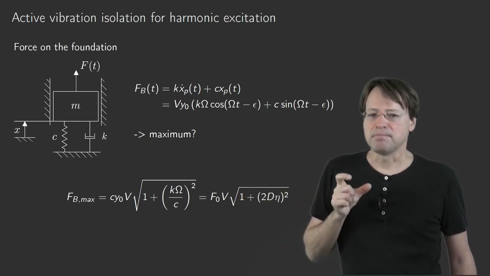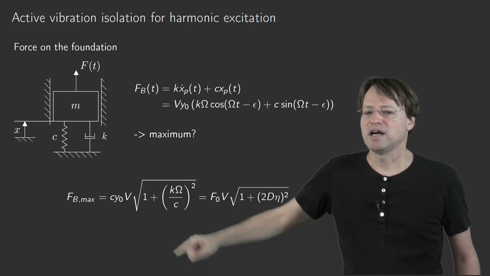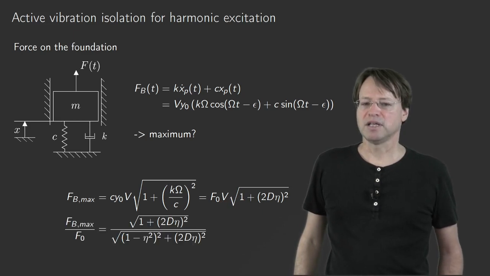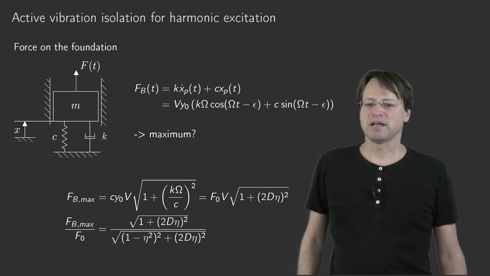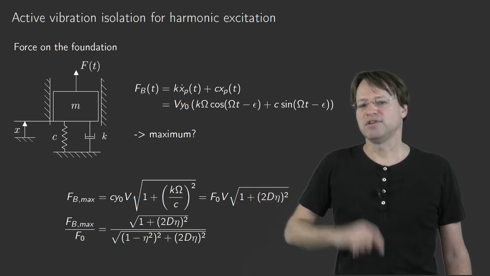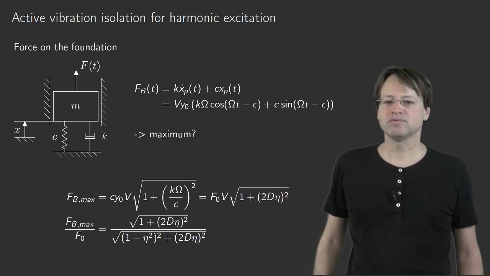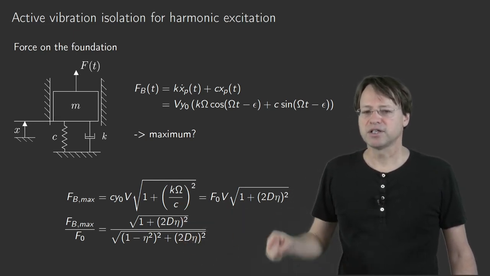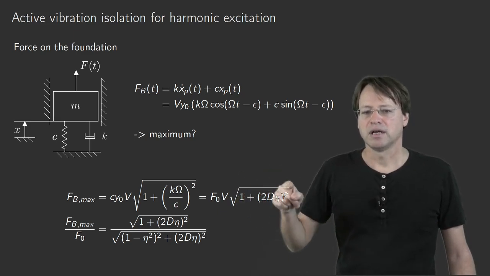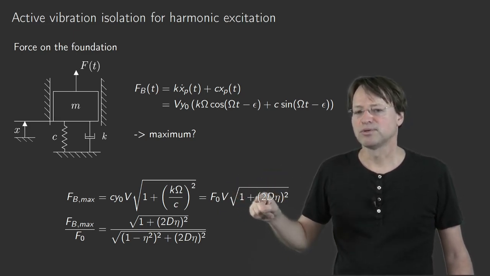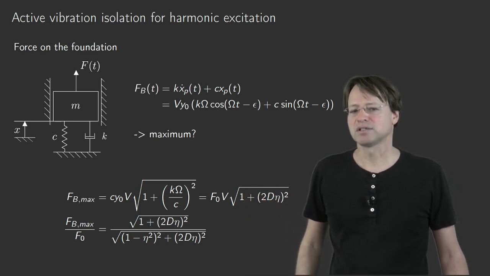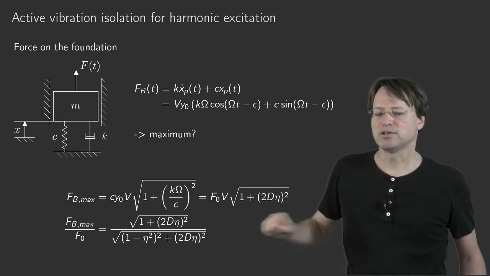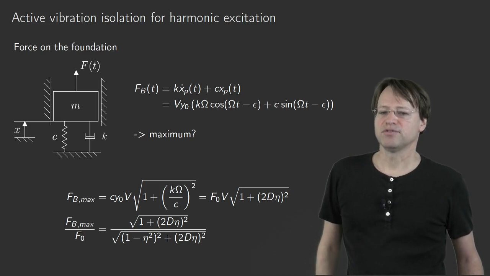So in order to get a dimensionless representation, we divide FB max by F naught. So this is done on the next line. If we divide FB max by F naught, and if we insert for the magnification factor V the classical solution from vibration theory, namely the denominator here, we get the following equation. The numerator comes from that factor here, 1 plus 2D eta squared, and then the square root, that's here. And the denominator comes from the magnification factor.